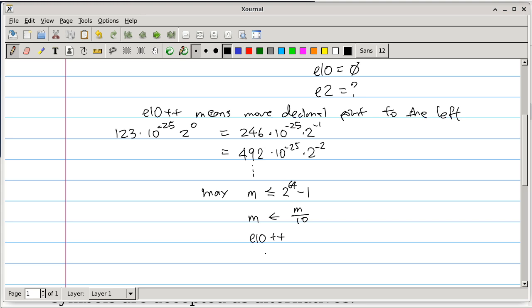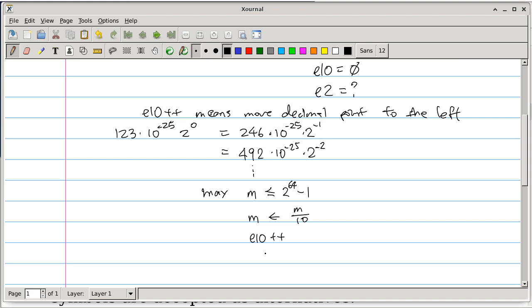So I make my mantissa as large as possible by doubling. When I cannot make it any bigger, then I divide the mantissa by 10. Every time I divide the mantissa by 10, I increment the exponent of 10 by 1, and I keep doing this until E10 equals 0. Okay, that is the center. That's basically the heart of this conversion process. Okay, this is the logic to do it.